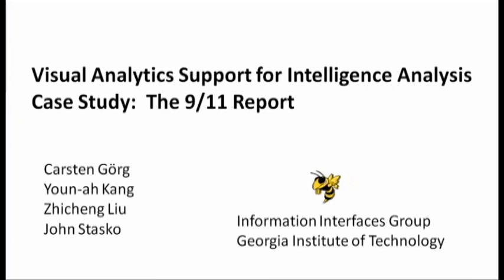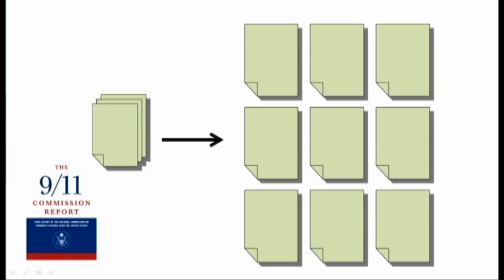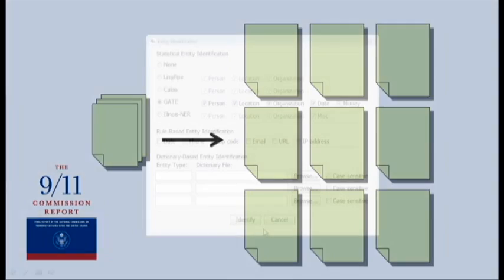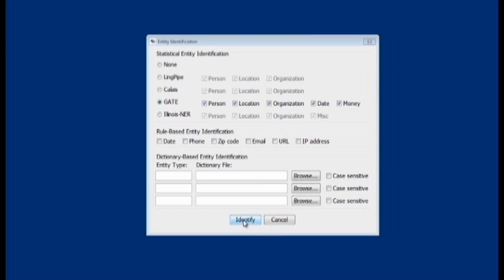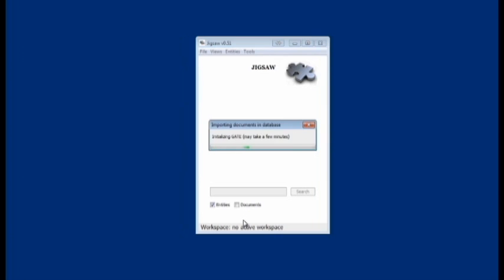This scenario presents an exploration of the 9/11 Commission report using the Jigsaw Visual Analytics system. Here, we treat each page of the report as a separate document in a collection. Entity identification first determines the people, places, and organizations mentioned throughout the collection.